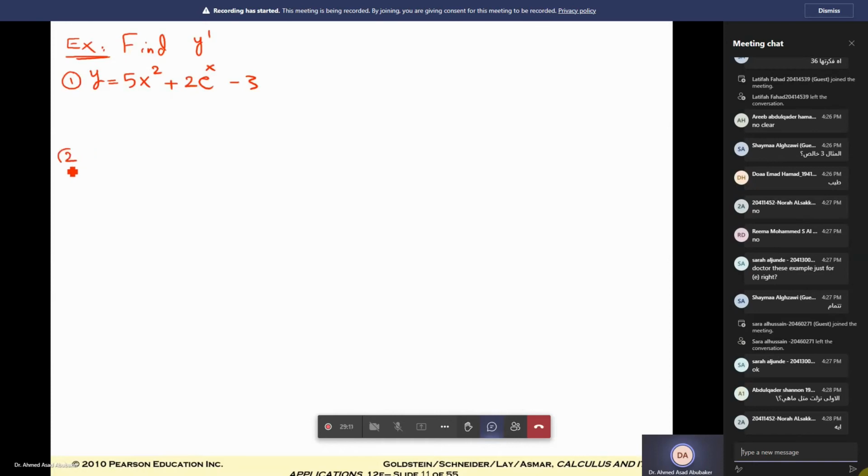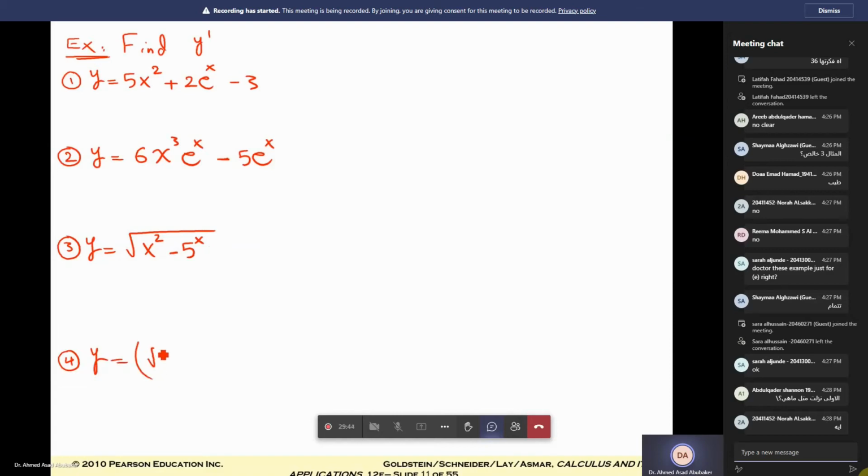Number 2, y equals 6x to the power 3 e to the power x minus 5 e to the power x. Number 3, y equals radical x squared minus 5 to the power x. Number 4, y equals radical x minus 3e to the power x, all to the power 4.